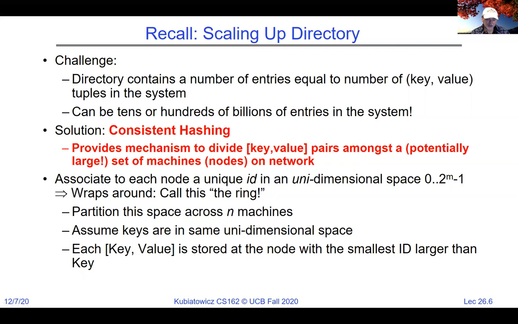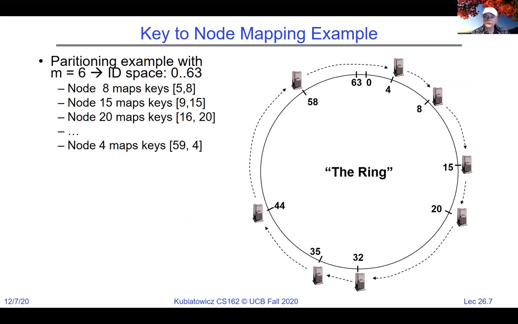Okay, and so let me just show you the picture here. So here's an example of the ring to rule them all. And for the sake of class, I'm only gonna talk about m equals 6, okay? So really there's only 64 possible spots on this ring, 2 to the 6 gives you 64. In reality, m is probably 256, okay? Because we're using SHA-256 to do our hashing. And so let's just say there's a lot more slots on here than 64, but let's use that for our illustration here.